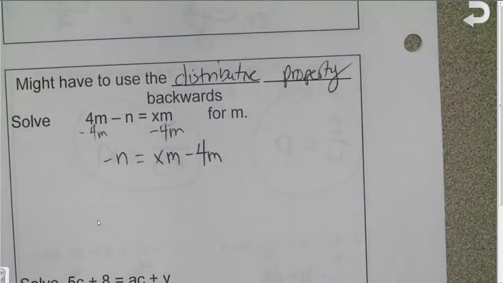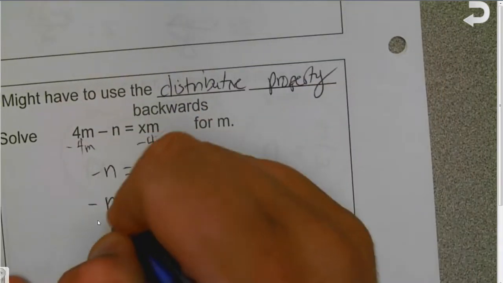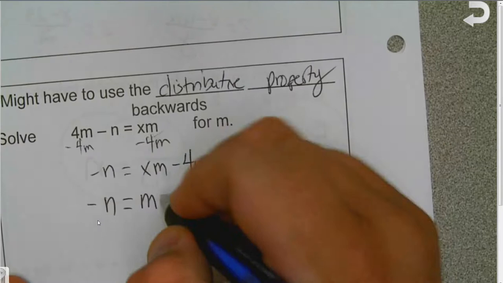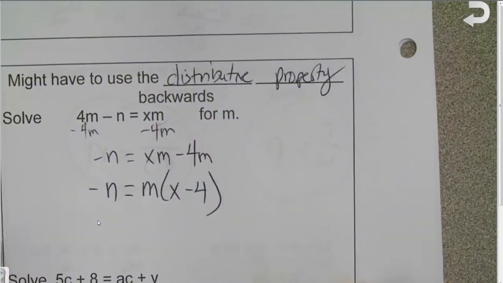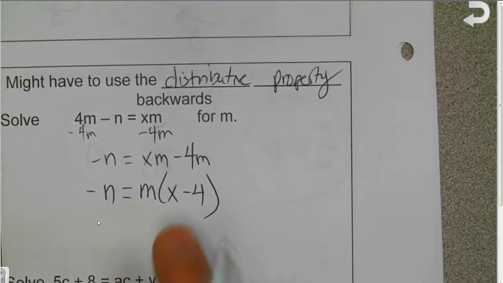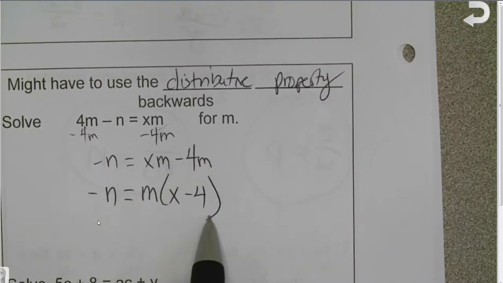And that's not helping me because I still have 2 m's. So what I'm going to do is I'm going to pull an m out. And by doing that, I get m times x minus 4. If you guys remember in Unit 1, we worked on pulling the distributive property backwards. They have an m in common, so we're pulling the m out.